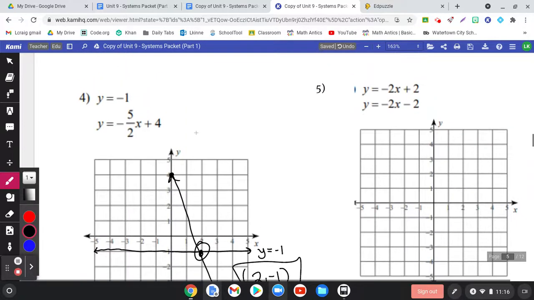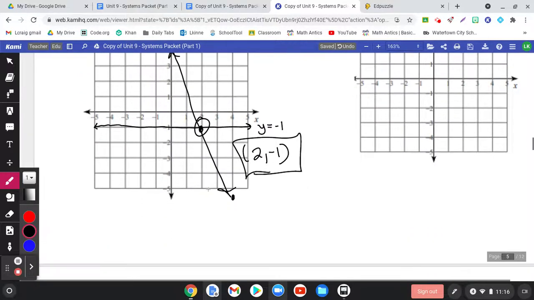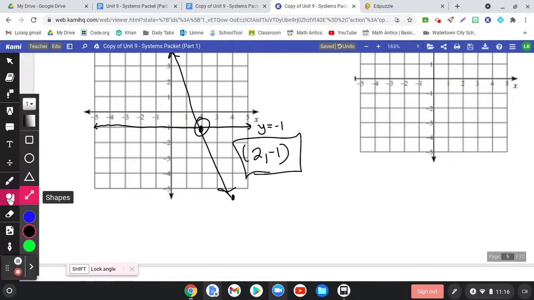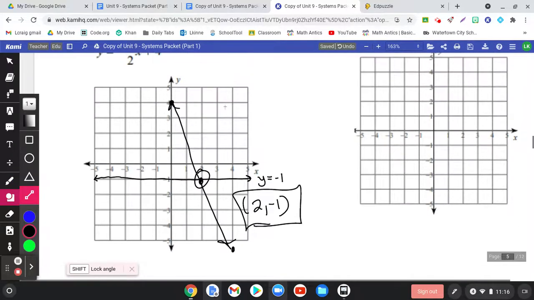All right, that's all you're doing for each one. Just make sure you're drawing the graph. Use this tool over here. It's a lot easier than trying to freehand, as you can see.